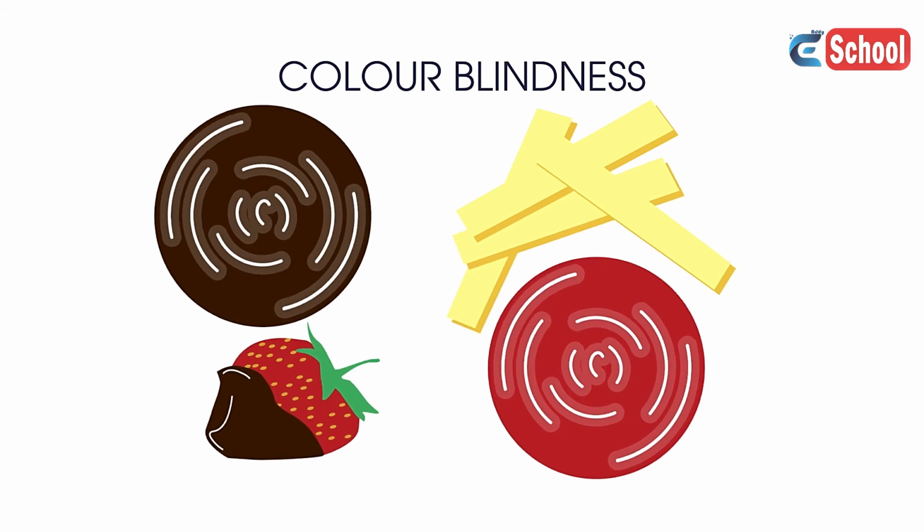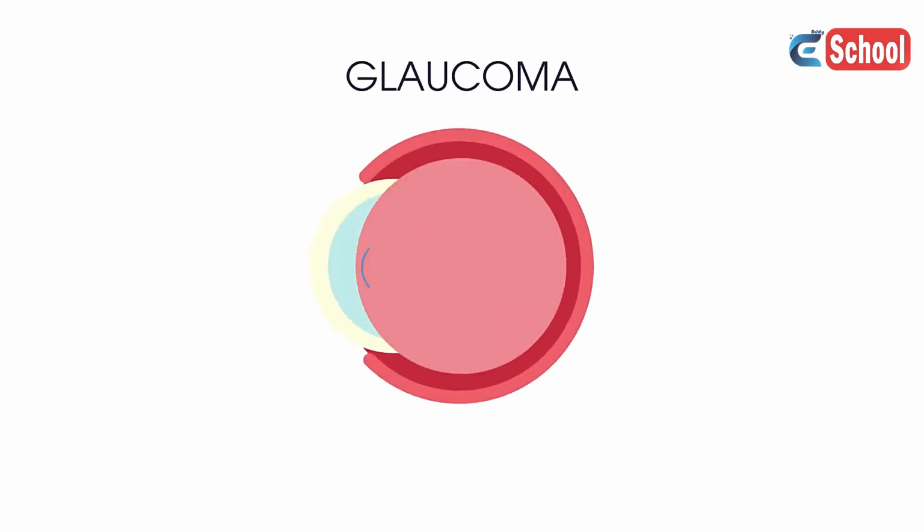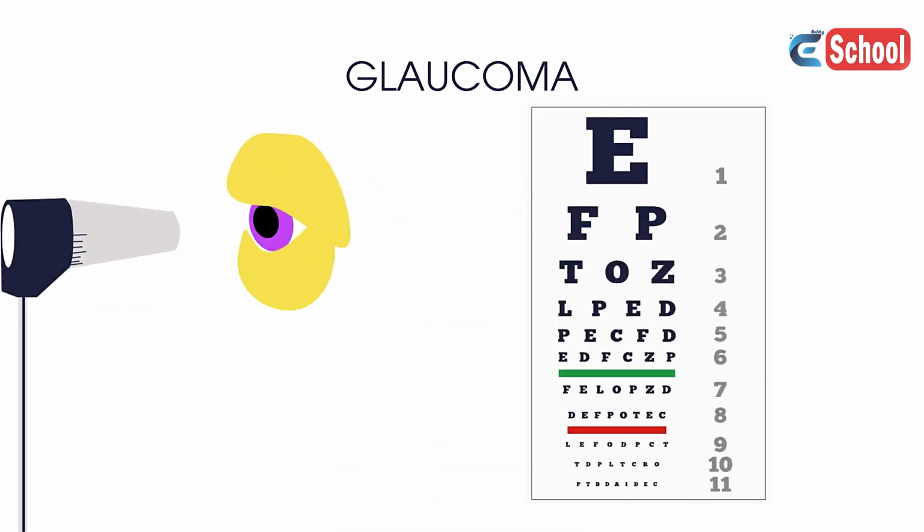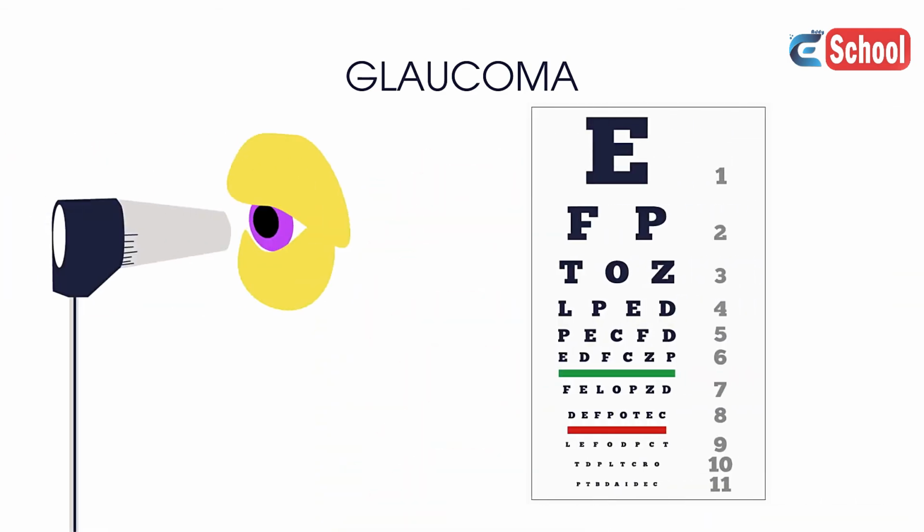The second eye condition we're going to discuss is glaucoma. This is where your optic nerve is damaged by the pressure of the fluid inside your eye. Most types of glaucoma have no symptoms, so a regular eye test is the only way to know you have the condition. It can lead to blindness if left untreated.